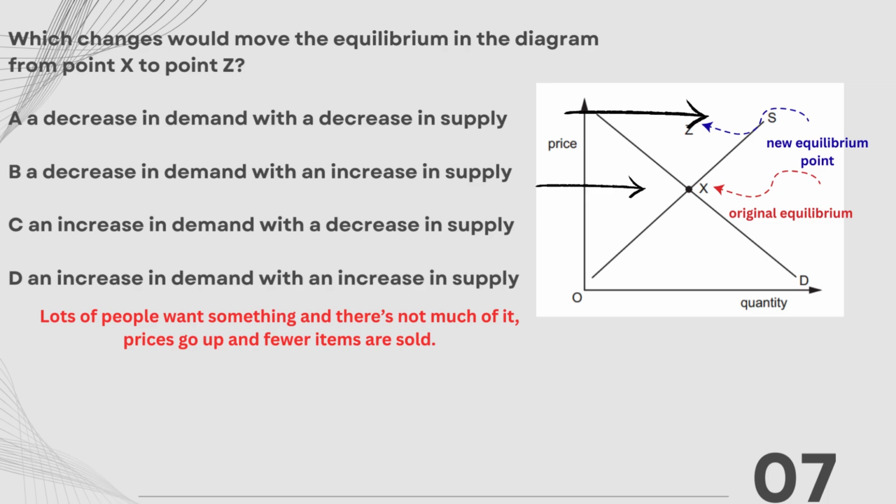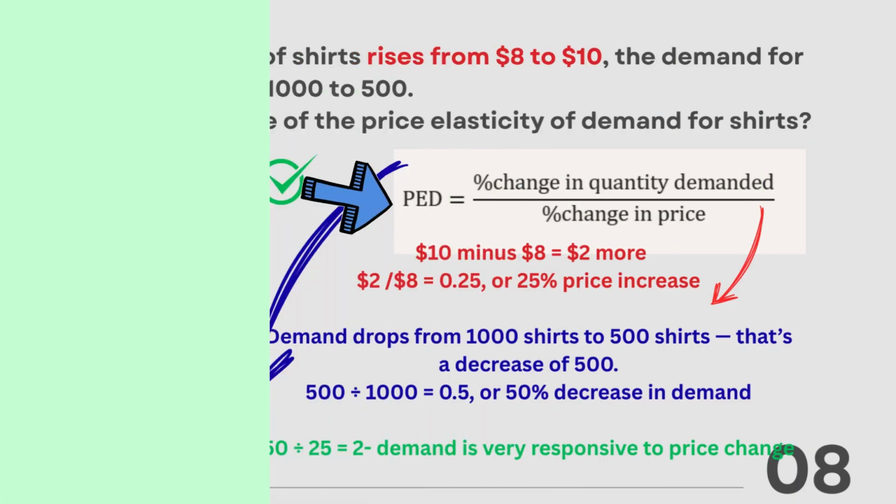And if the choice is letter D, increase in demand and increase in supply, it means that more people want it and there's also more of it available. The interpretation is lots of buying and selling, so the price might stay the same, or there's a little bit of increase. And of course, it doesn't really match the chart, so the quantity would go up, not down. So in this item, option C is the best match: when lots of people want something and there's not much of it, the price goes up and fewer items are sold.